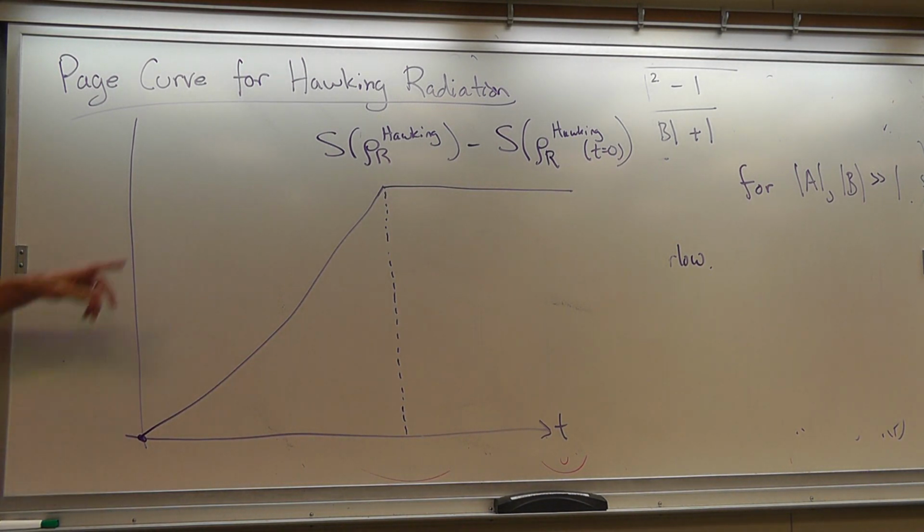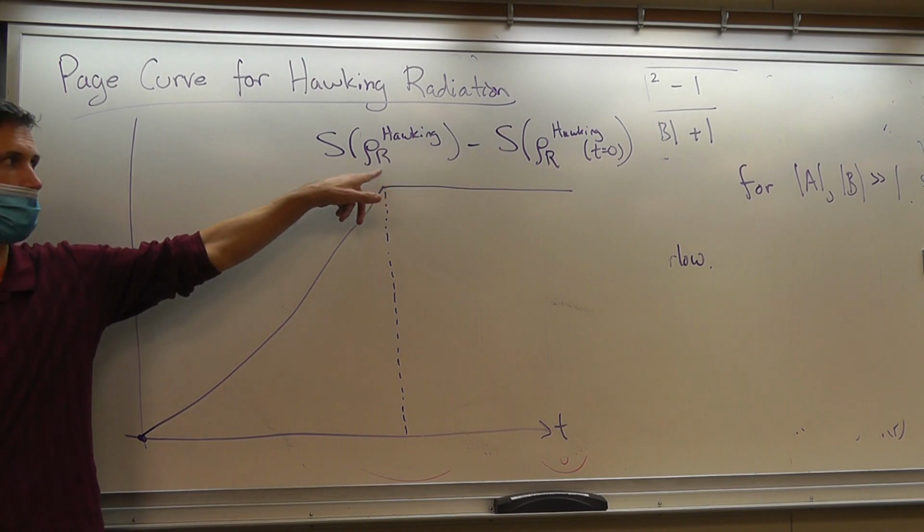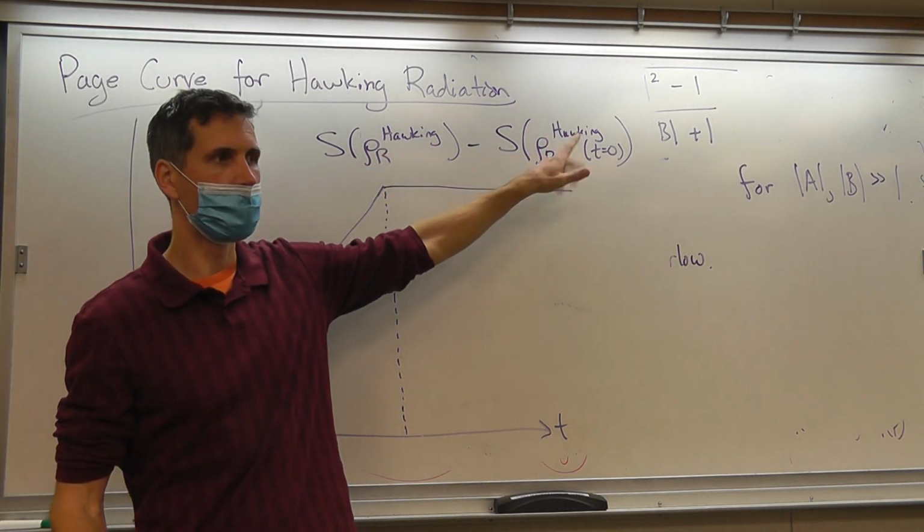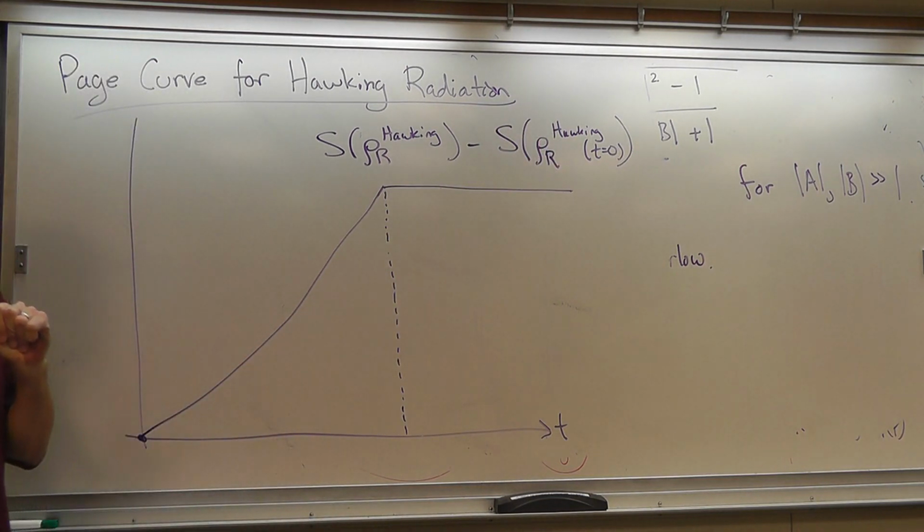So that's a plot of this quantity here, S of rho sub R according to Hawking, subtracting off the time 0 contribution. Does that make sense?